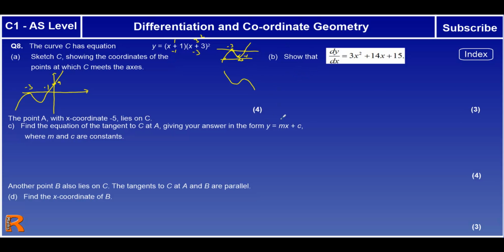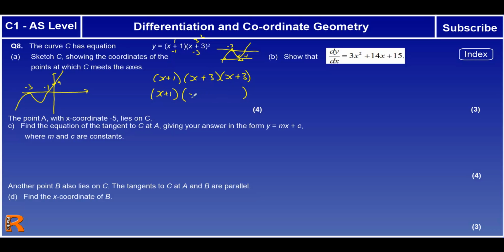Now on part B, we've got to differentiate this function. This is just a cubic, so what we need to do is multiply it out. I'm going to do that here. Let's just remove that bit of graph, we don't need that there. Multiply this out: we've got x plus 1, x plus 3 times x plus 3, because that's squared. This bit here should be fairly easy to multiply out, so we'll do that first.